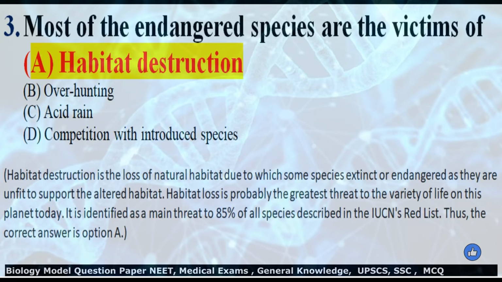Most of the endangered species are the victims of answer A. Habitat destruction. Habitat destruction is the loss of natural habitat due to which some species go extinct or endangered as they are unfit to support the altered habitat. Habitat loss is probably the greatest threat to the variety of life on this planet today. It is identified as a main threat to 85% of all species described in the IUCN's Red List. Thus, the correct answer is option A.